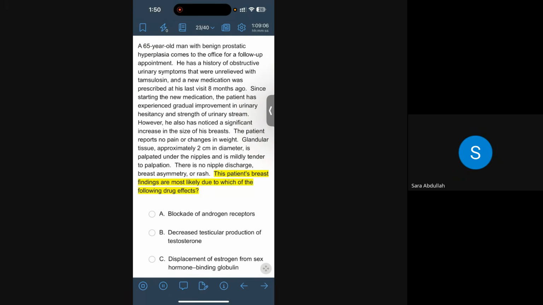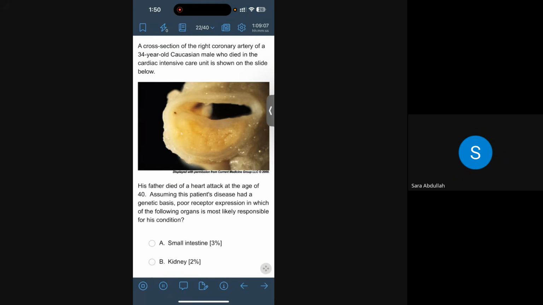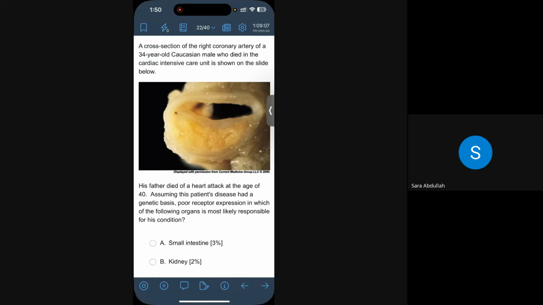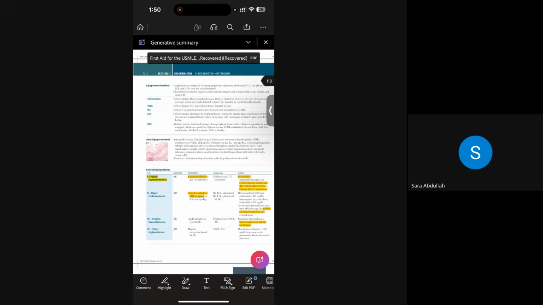Doctor, can you please explain the LDL receptors? Okay, LDL receptors are located on the liver. They are responsible for removing the LDL from the bloodstream. The LDLs attach to the LDL receptors, and then the liver engulfs the LDL inside the cell and breaks down the cholesterol present in the LDLs.